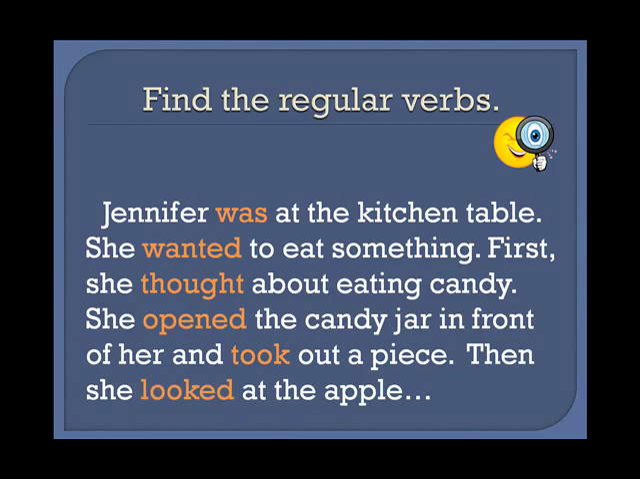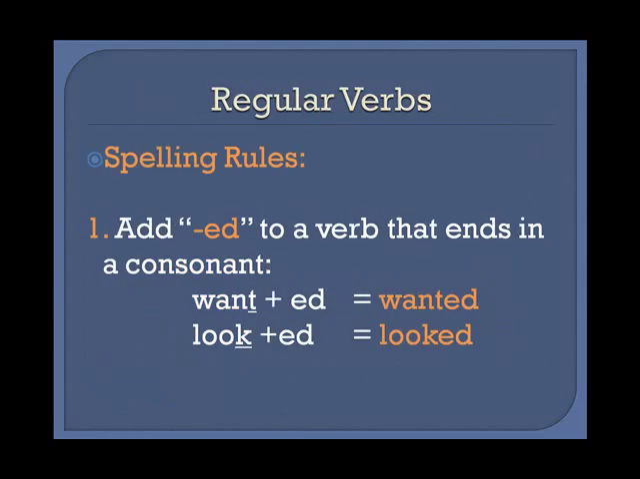These verbs are easier to recognize and use once you know the spelling rules. Here are the spelling rules for forming regular verbs. Rule 1. Add ed to a verb that ends in a consonant. Examples: want ends in t, so we get wanted. Look ends in k, so we have looked.